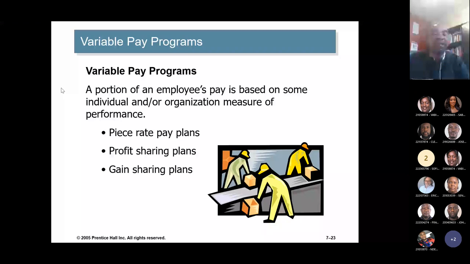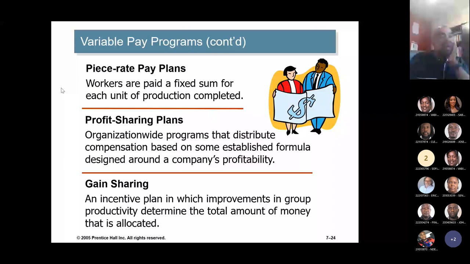Variable pay program continued, piece rate pay plans. In terms of a piece rate pay plan, workers are paid a fixed sum for each unit of production completed. That is, for each piece that you contribute, you are rewarded according to that.